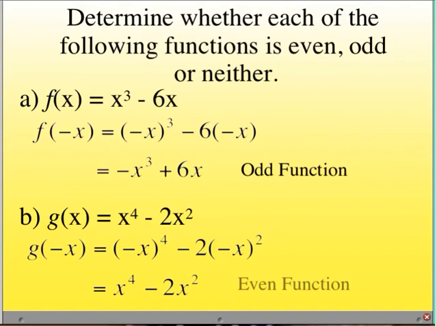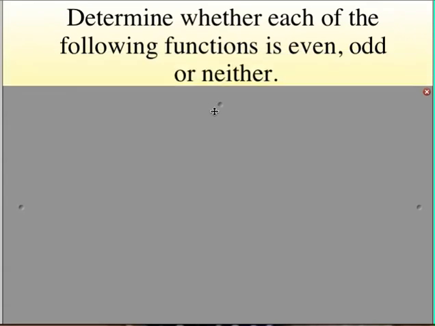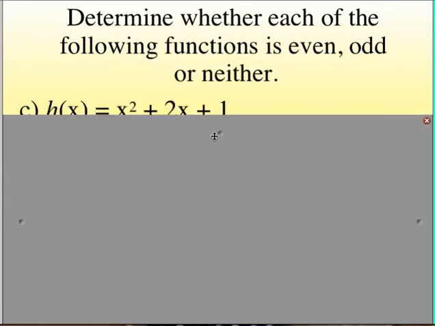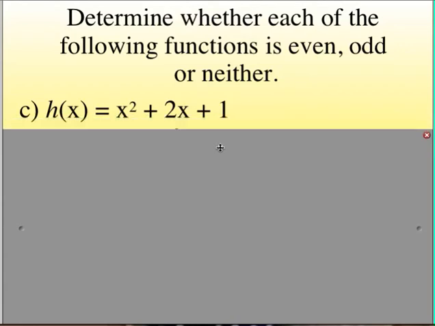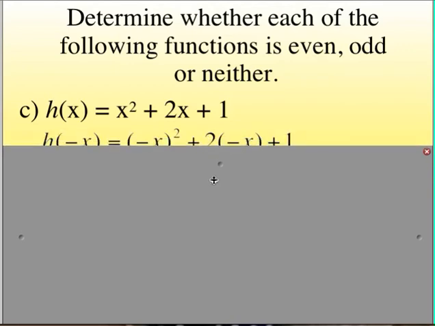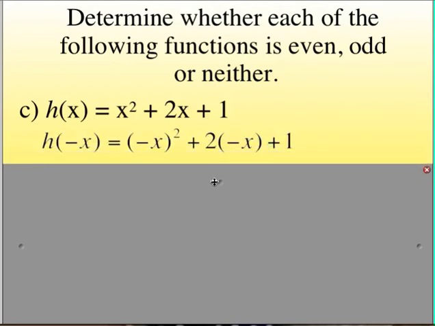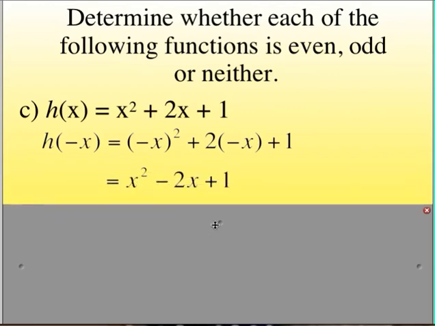And then our last equation is h of x equals x squared plus 2x plus 1. So now we're going to check by plugging in a negative x value. When we do that, we get negative x squared plus 2 times the negative x plus 1. When we simplify this, we get x squared minus 2x plus 1. Now you'll notice the first term stayed positive. The second term went from positive to negative, and the third term stayed positive. Since not all of the signs changed or stayed the same, this means that this function is neither even nor odd.